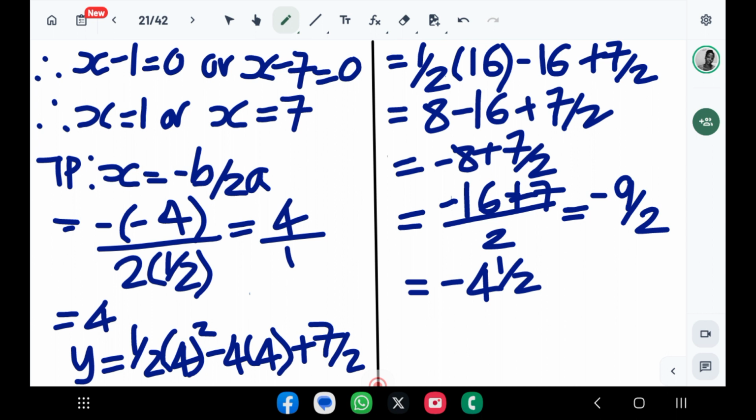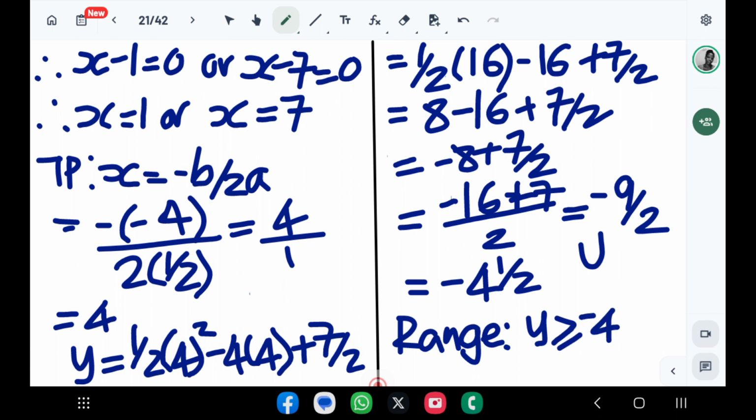That is the y coordinate of the turning point, meaning that for the range, remember the graph is looking with the arms up, so the range will be y is greater than or equal to negative 4 and a half. That is the range. Now let's draw the graph.